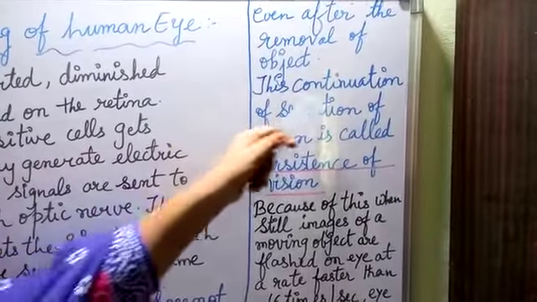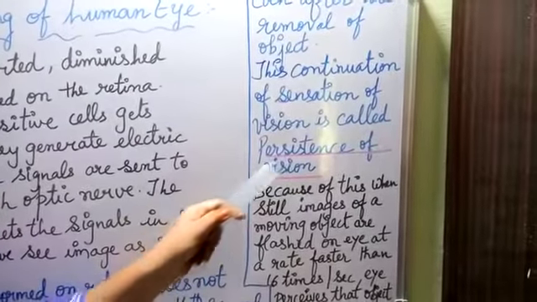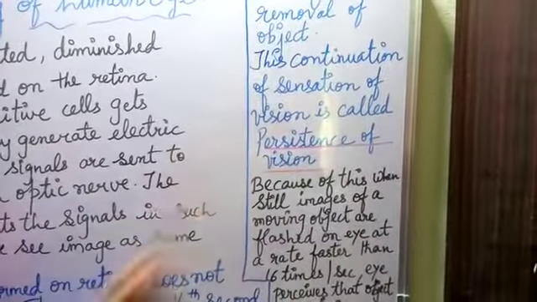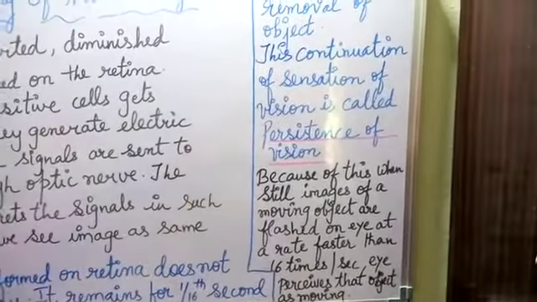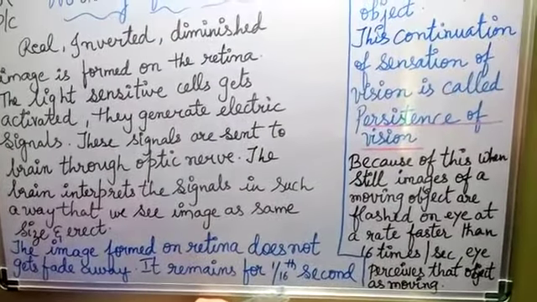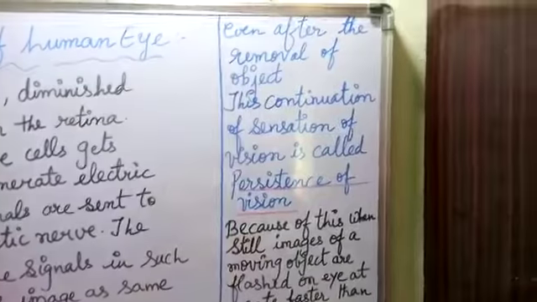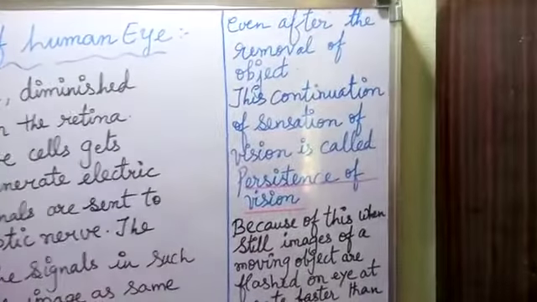This continuation of sensation of vision is called persistence of vision. Okay children. The image stays there for 1/16th of a second even after the object is removed, and that continuation of sensation of vision is called persistence of vision.